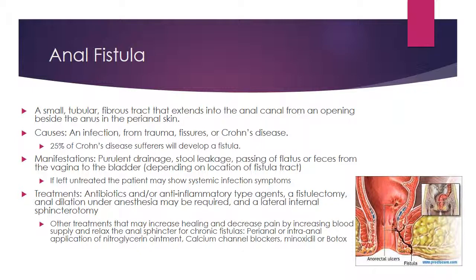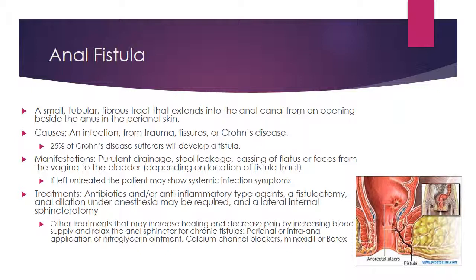Next, we have an anal fistula, a small tubular fibrous tract that extends into the anal canal from an opening beside the anus in the perianal skin. Some causes are infection. They could occur from trauma, fissures, or Crohn's disease. 25% of Crohn's disease sufferers will probably develop a fistula. Some manifestations are purulent drainage, stool leakage, passing of flatus or feces from the vagina to the bladder, which obviously will depend on the location of the fistula tract, and if left untreated, the patient may show systemic infection symptoms.